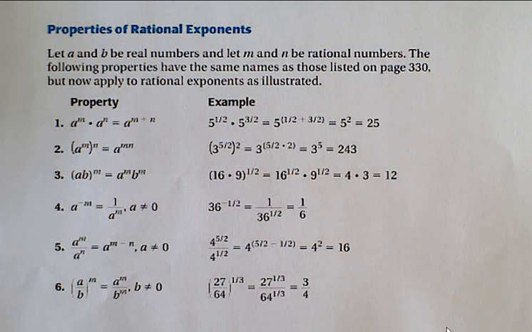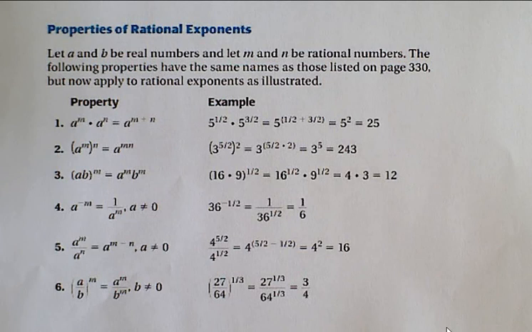Property number 5 is called the quotient rule. If multiplication, the product rule, says multiplying allows you to add, the quotient rule is just the other side of that. We can take the quotient rule and combine similar bases by subtracting the two exponents. So a to the m over a to the n equals a to the m minus n.